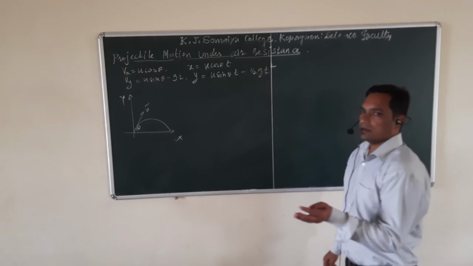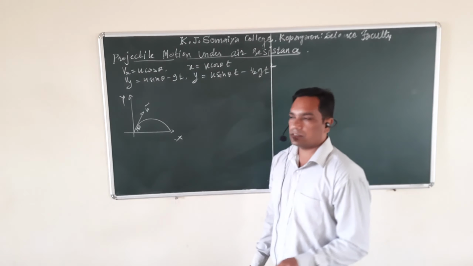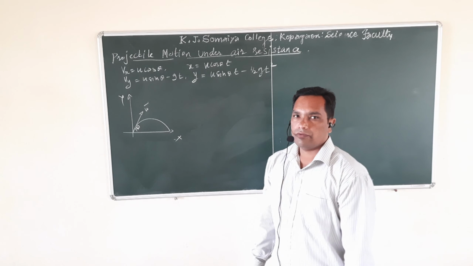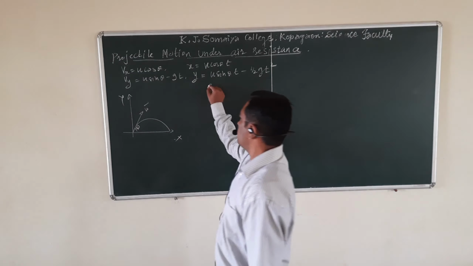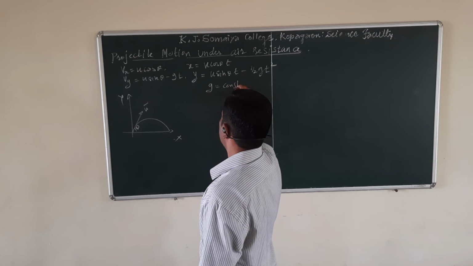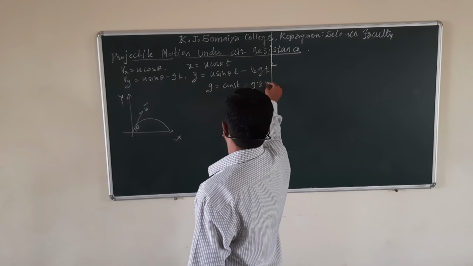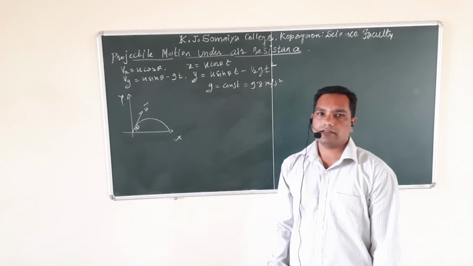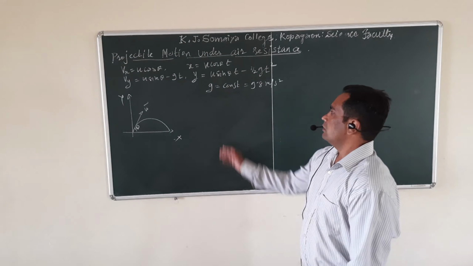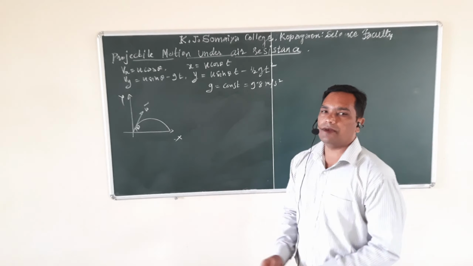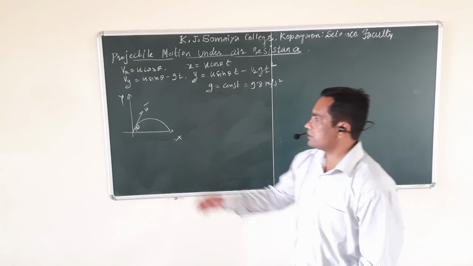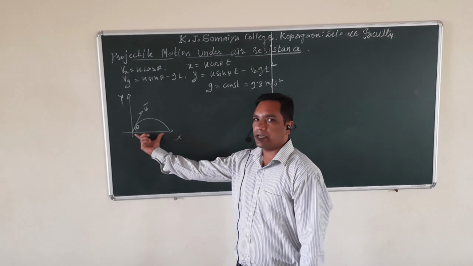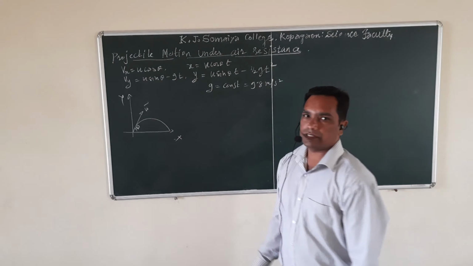So for studying the motion under air resistance, we must make some assumptions. First assumption is that acceleration due to gravity is constant throughout the motion. We know that acceleration due to gravity is 9.8 meter per second square. So for projectile motion of limited range, meaning the projectile does not go beyond certain heights and the range is limited, g is constant.